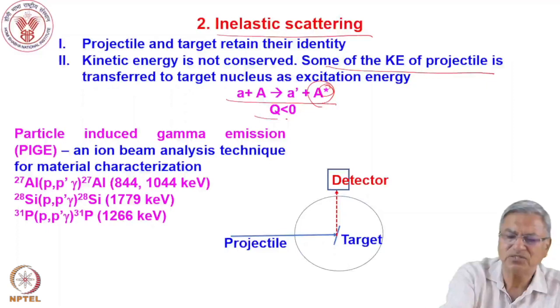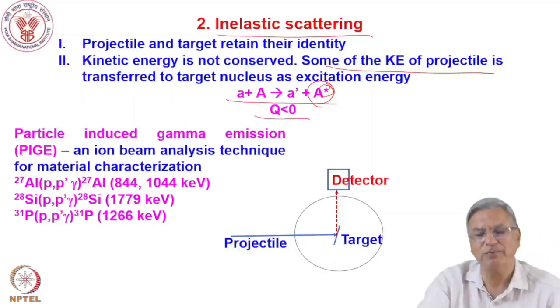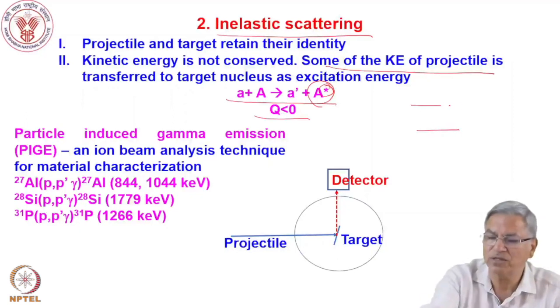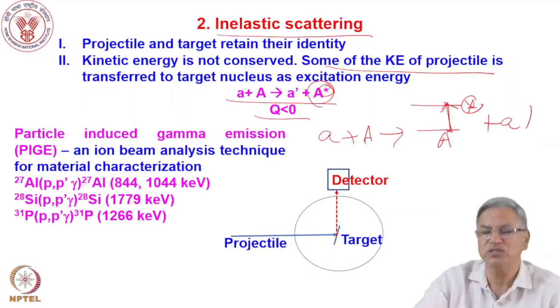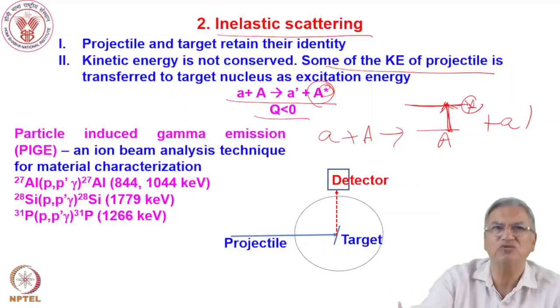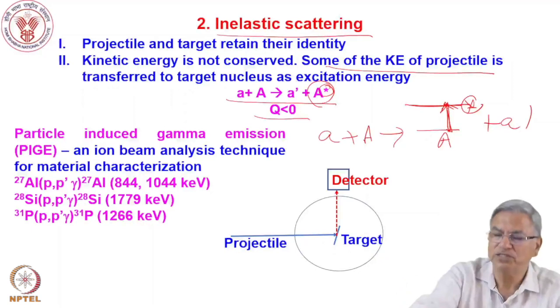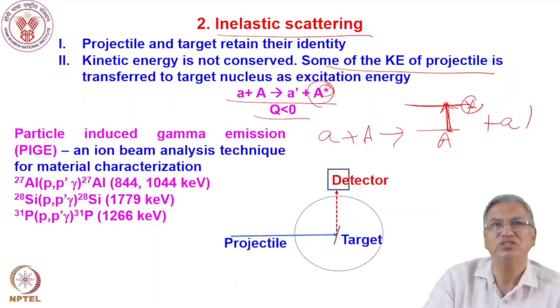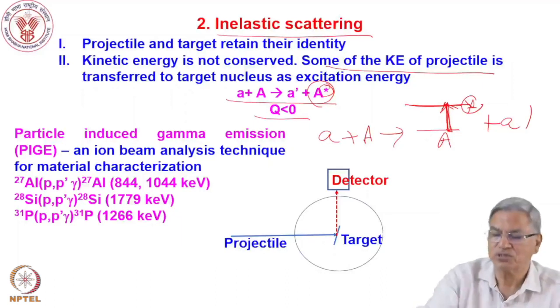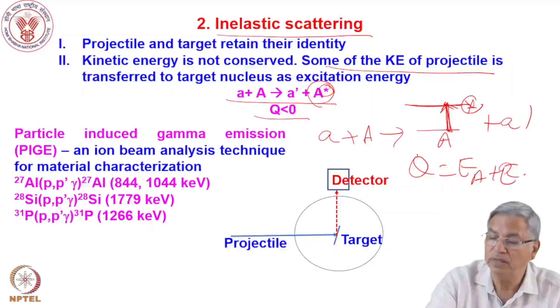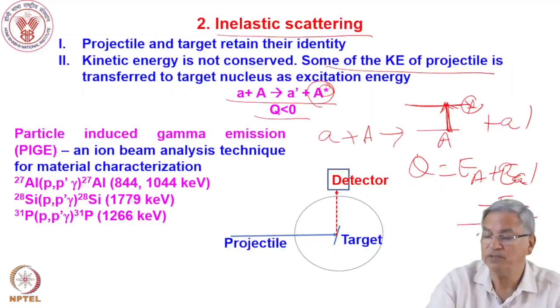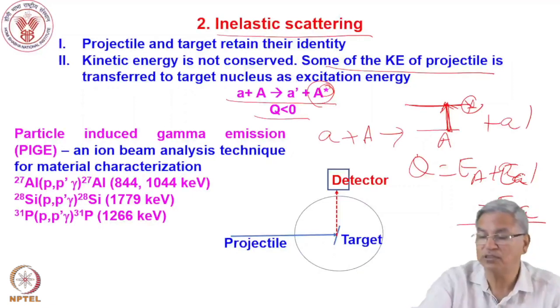In such reactions, though the masses of the reactants and products are the same, the target is now in an excited state. A plus A goes to A star, which is excited, plus A dash. So this much is the Q value of this reaction. Though the nucleus is the same, in terms of the masses the Q value is zero, but this much energy is tied up. This excited state of the nucleus has an excitation energy, and this much energy is required from the initial projectile energy. So you can say the Q value is not constant. The Q value is also given as E_A dash plus E_A star minus E_A, and now this value is negative because some part of the energy of the projectile has been transferred to excitation energy.